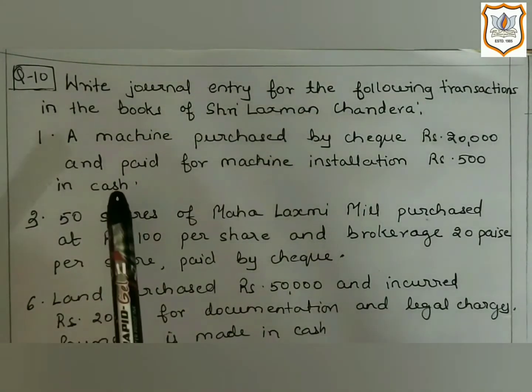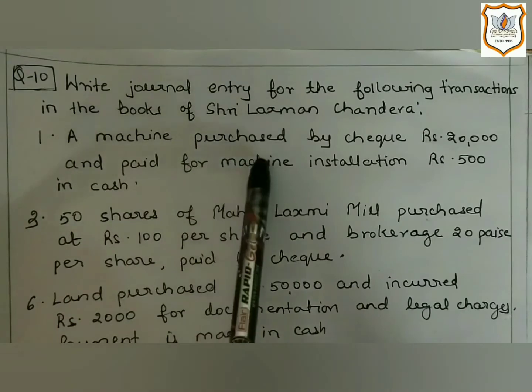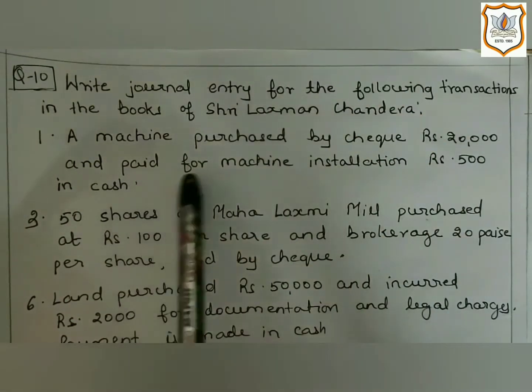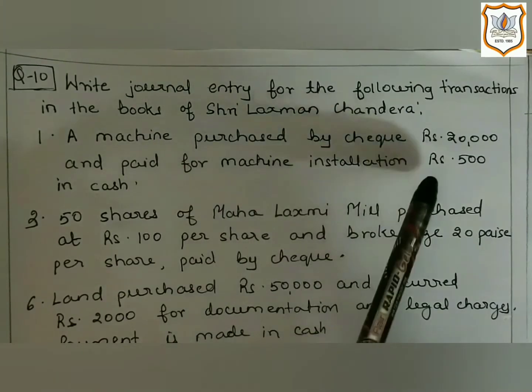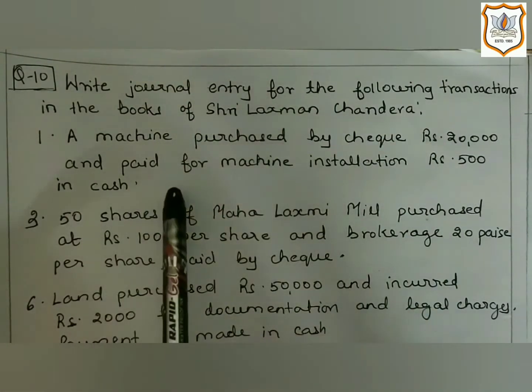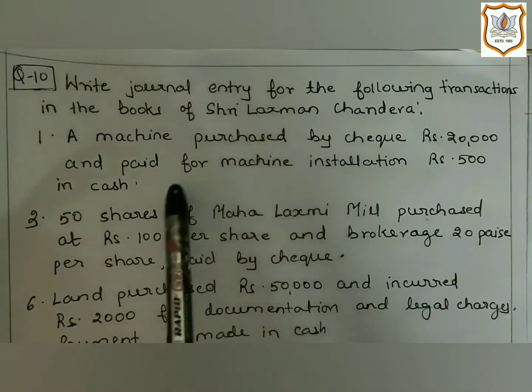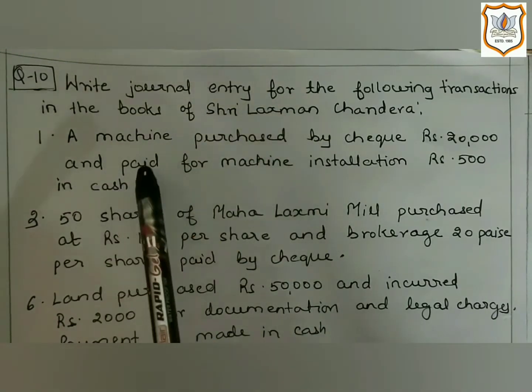Here the first transaction is: a machine purchased by check rupees 20,000 and paid for machine installation rupees 500 in cash. Here our owner Lakshman Chandera is purchasing an asset which is a machine.